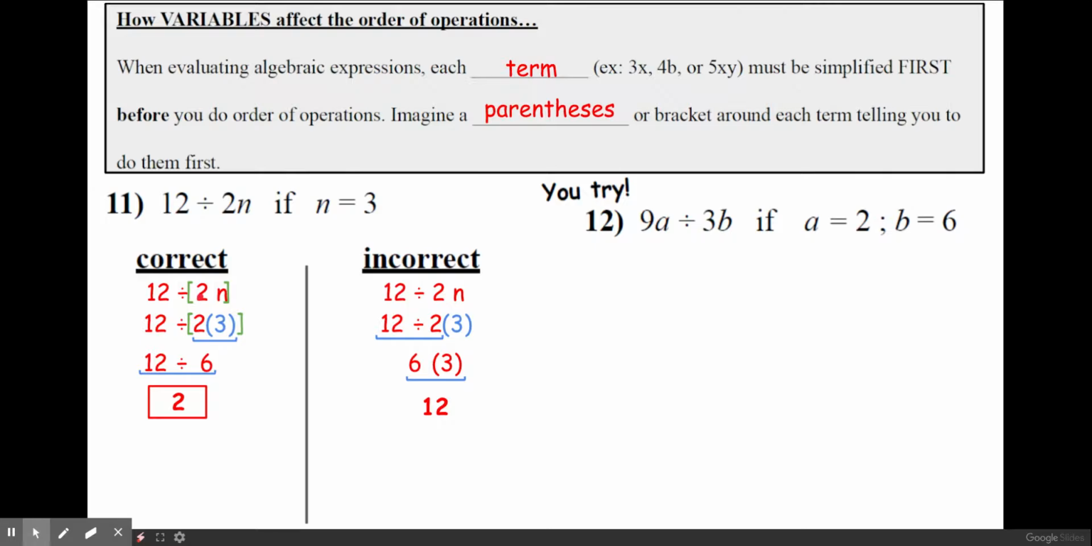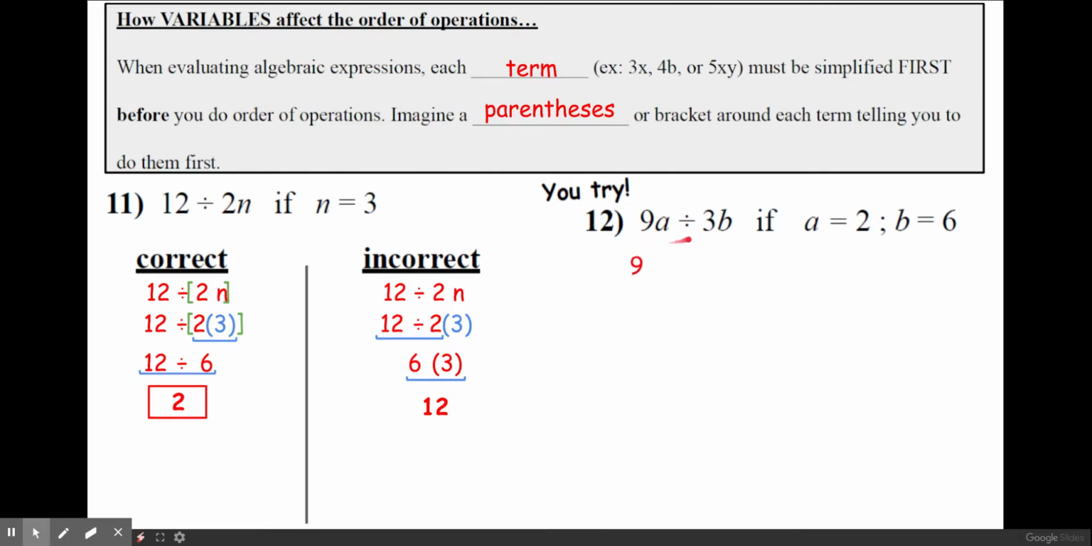What you're going to want to do is make sure that if you have a variable with a number, you take care of that first. You do the multiplication or the division or whatever it is you need to do with them first, rather than going from left to right. Anyways, why don't you try number 12?